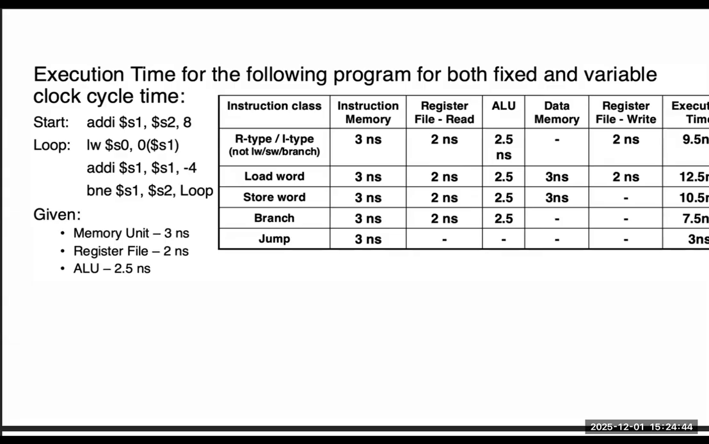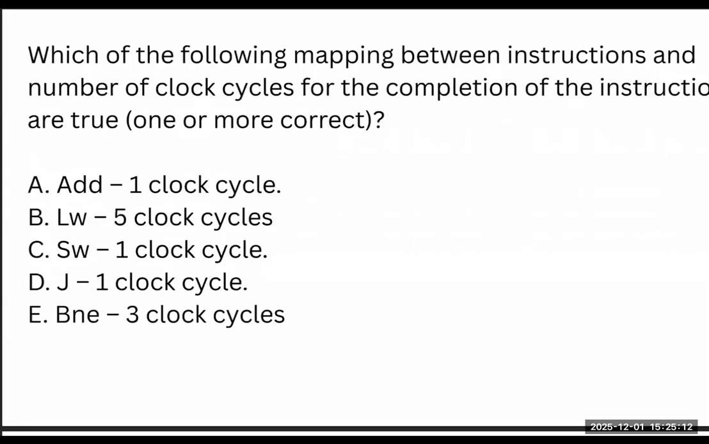For our program with two iterations, one ADDI takes 12.5 nanoseconds. The loop body has three instructions times two iterations, so that will be 6 times 12.5, which is 75 nanoseconds. Then 12.5 plus 75 is 87.5. So yeah, 87.5 nanoseconds. All right, we have some questions. Let's go through them.